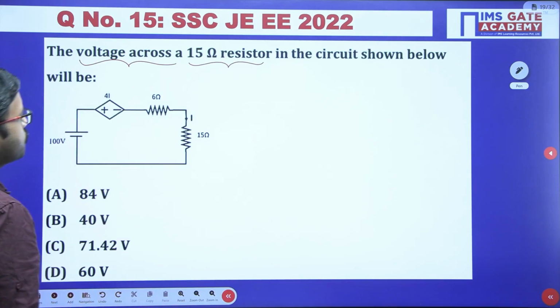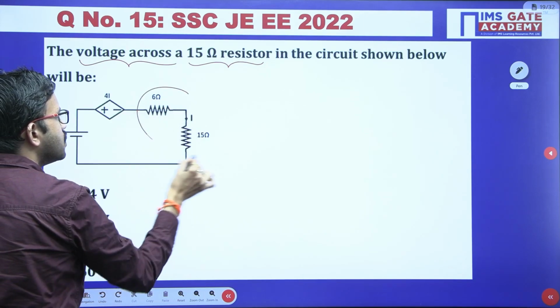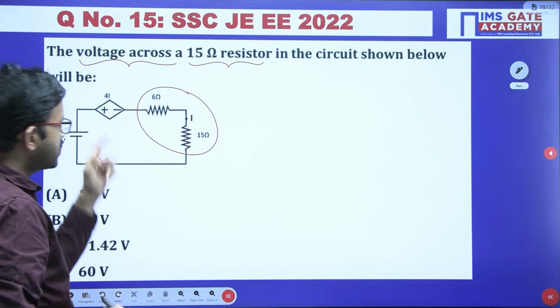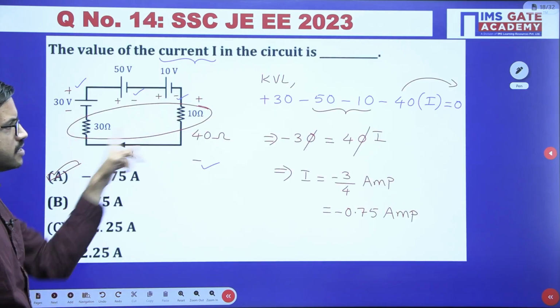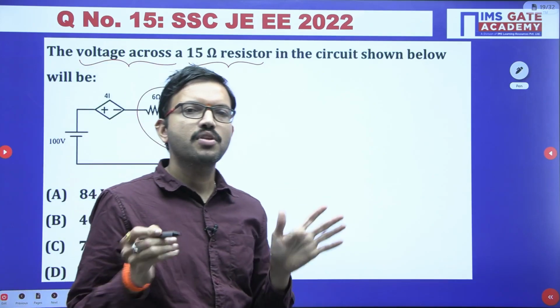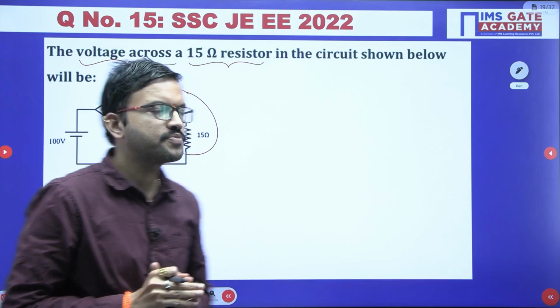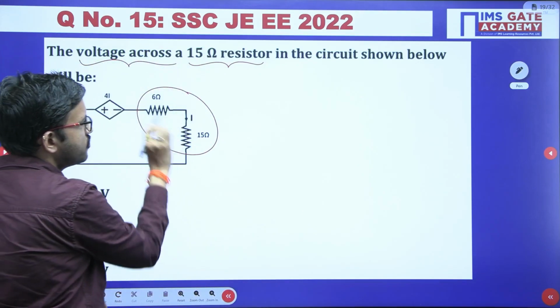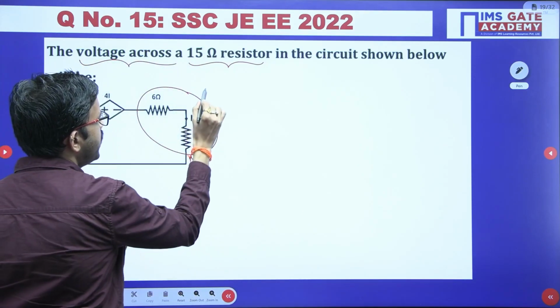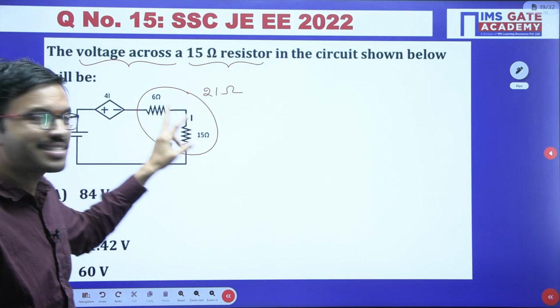If you carefully observe, just like in the previous circuit, two resistors are connected in series. If you want to do the calculation simpler, wherever simplification is possible, you can do it. In this case 6 ohm and 15 ohm are both connected in series, we can add, so you are getting 21 ohm resistance. 15 plus 6 is 21.